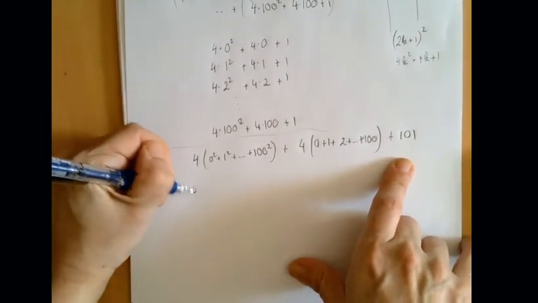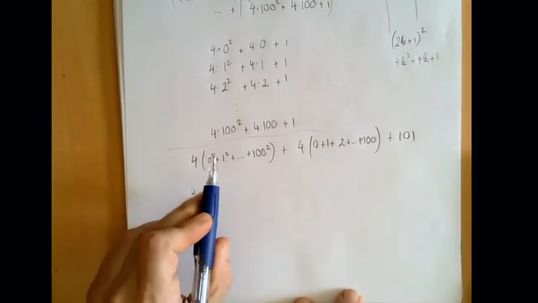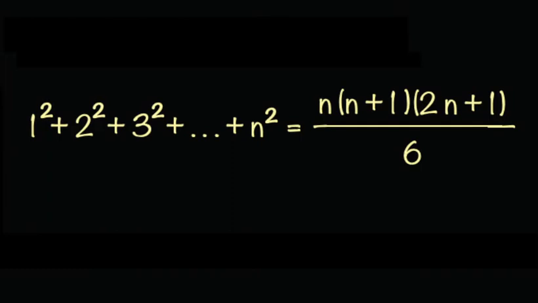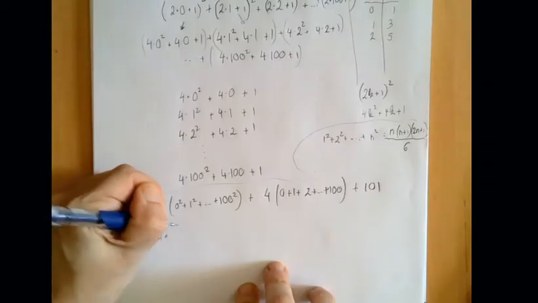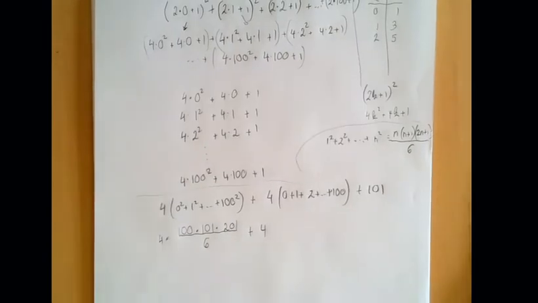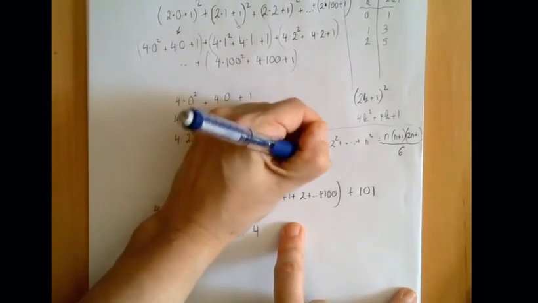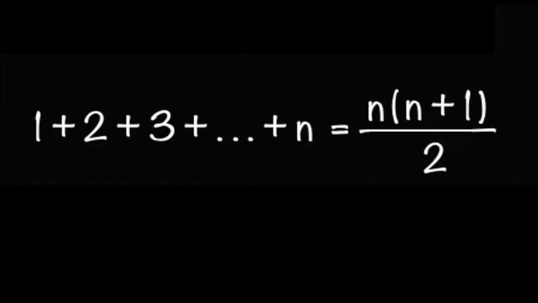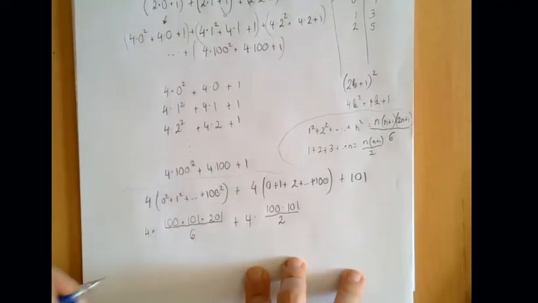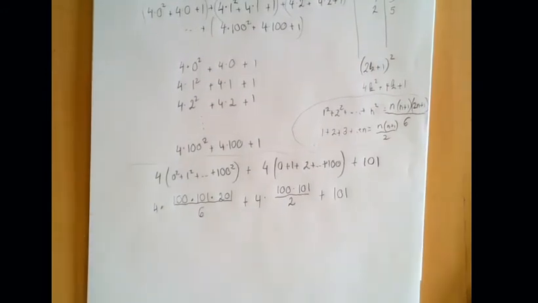So this is the same as 4 times 1 squared plus 2 squared all the way till 100 squared. So we're going to use the same old formula, where n is 100. So that's n is 100, n plus 1 is 101, and 2n plus 1 is 201. Now, this sum, 1 plus 2 plus 3 plus all the way till n, also has a formula, and that's n times n plus 1 over 2. And n is, again, 100. So that's 100 times 101 over 2 plus 101.